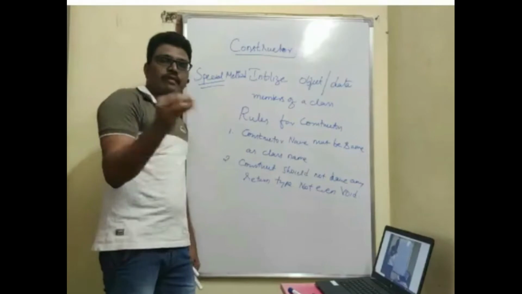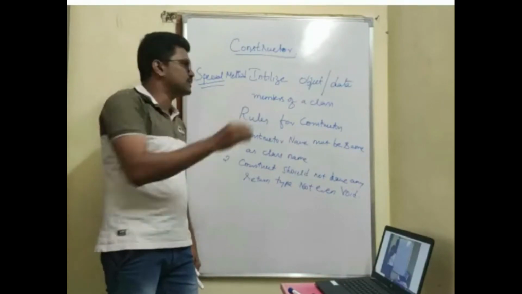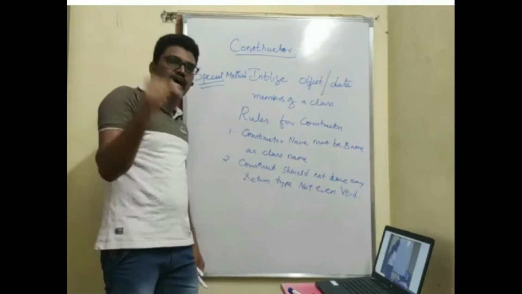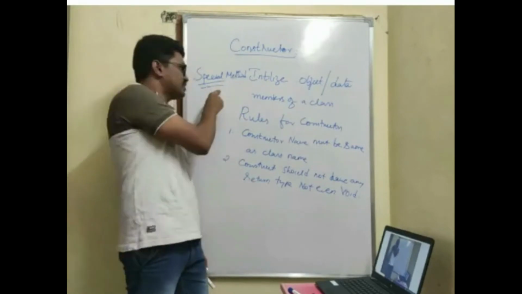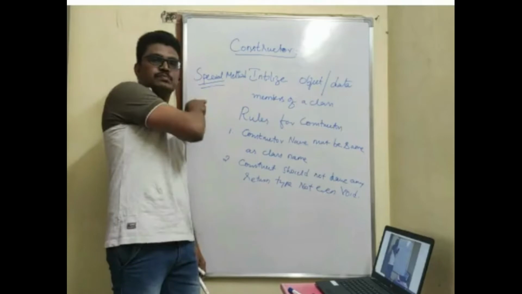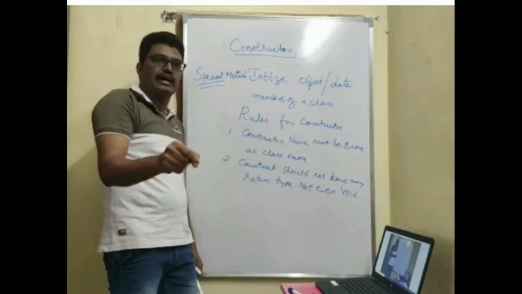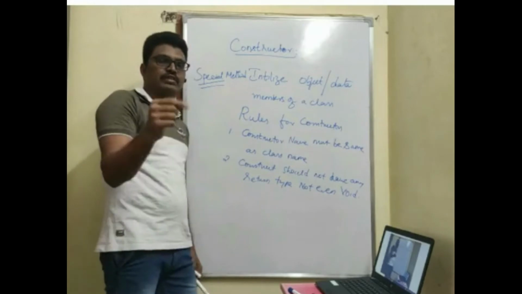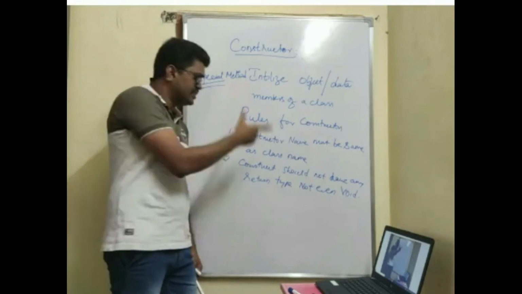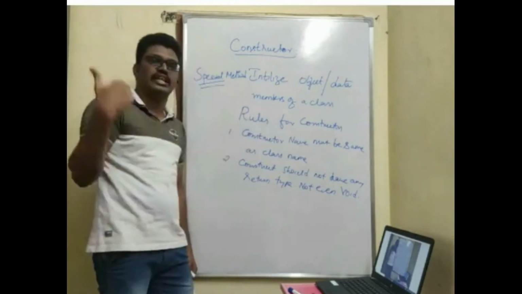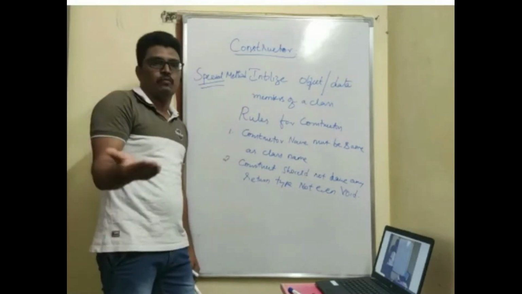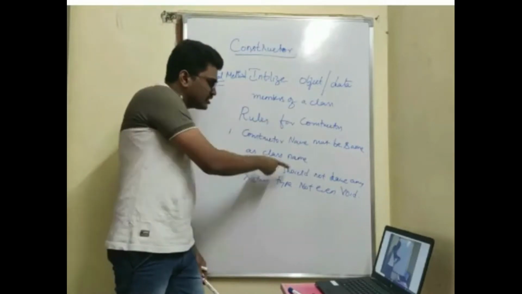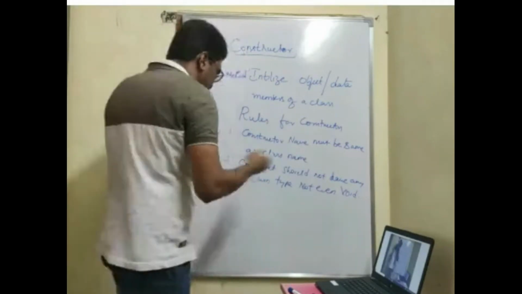See, why I am discussing return type is because I said it is a method. Every method is going to have a return type, but this is a special method. That's why we are calling it special. Every method will have a return type. If the method is not returning anything, we will have at least void. But this is the method which does not have any return type, not even void. So that is why it is a special method. So a constructor should not have any return type, not even void.